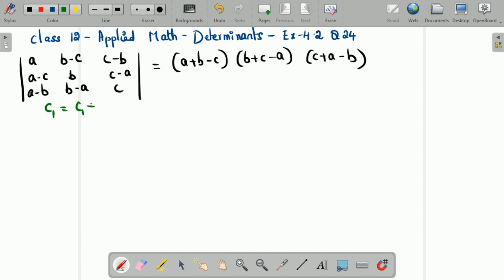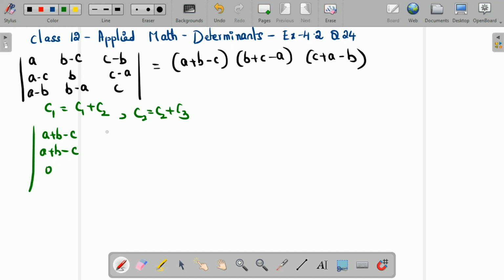Column 1 becomes column 1 plus column 2, and column 2 becomes column 2 plus column 3. So let's start with the first one. Column 1 plus column 2 will become a plus b minus c and another a plus b minus c. As for the third row in this column, it will become 0.